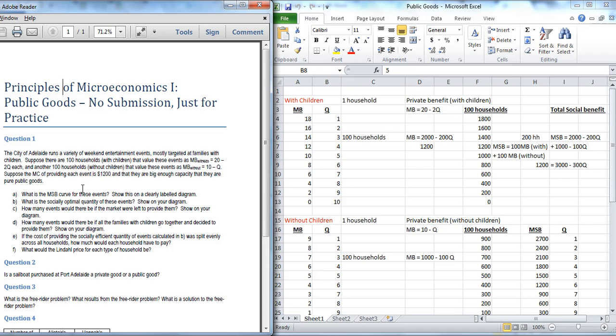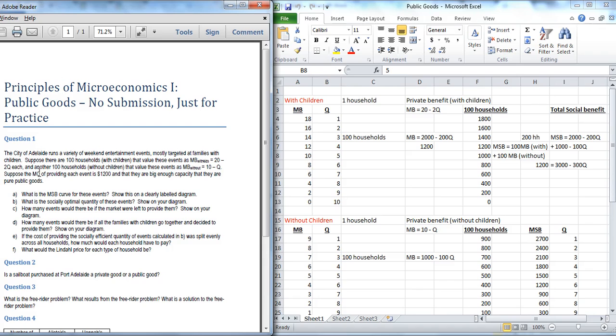Okay, so how do we work out the marginal social benefit curve? Well, as you'll remember, the marginal social benefit is going to be equal to the sum of everybody's marginal private benefit. So what's the marginal private benefit in this case? Okay, well, we've got 100 households with children, each of whom have a marginal private benefit of 20 minus 2q. So each individual household with children has a marginal benefit that is 20 minus 2q. So if the quantity is 1, for example, their marginal benefit 20 minus 2 is going to be 18.